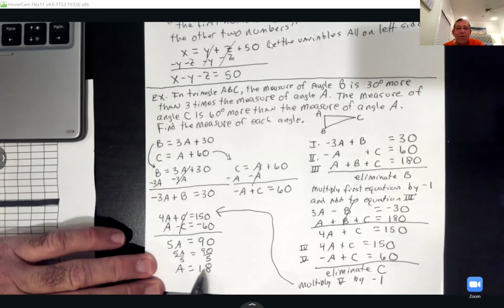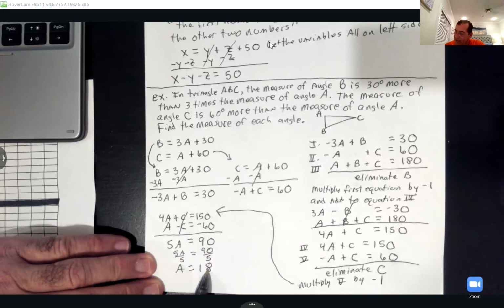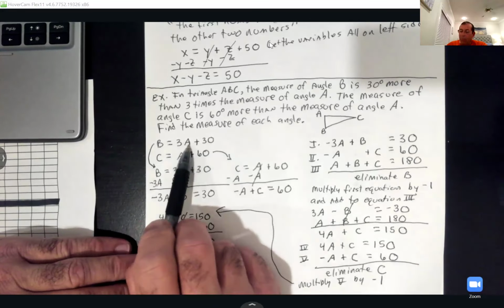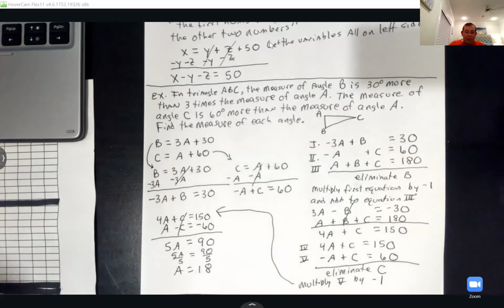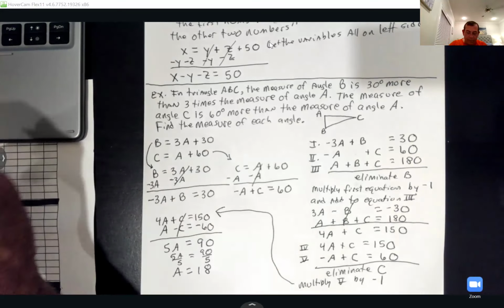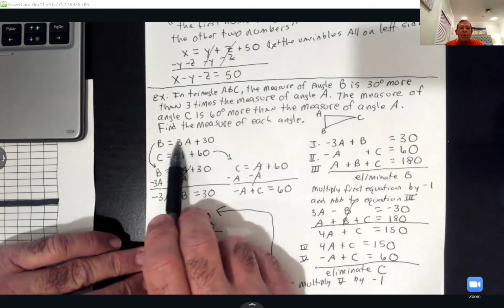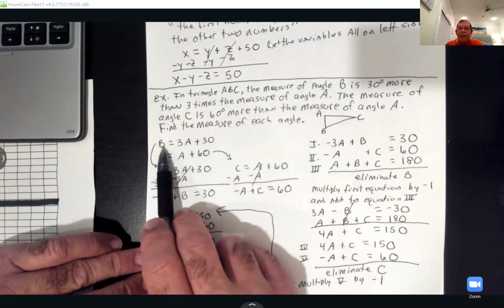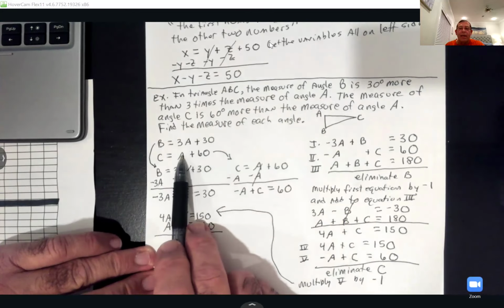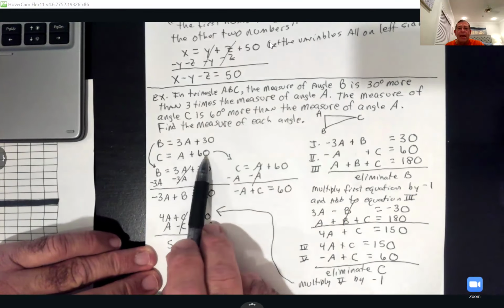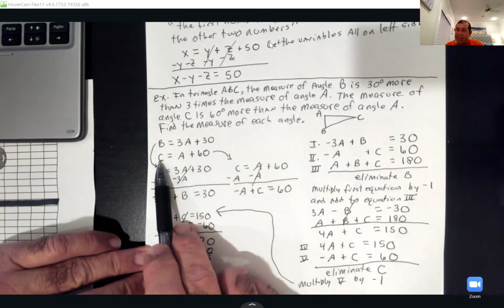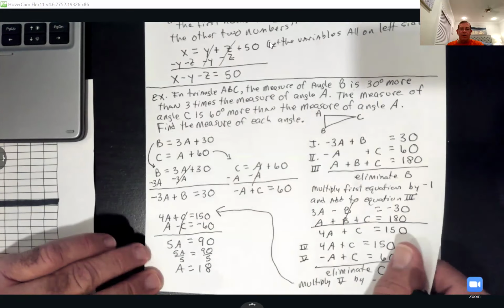Now, I know angle A is 18. So look here. I'm going to put an 18 in for the A on the first equation. I'm going to put an 18 in for that A, multiply by 3, add 30. That'll give me B. Then I can put the 18 in for this A, add 60, and that'll give me C, okay? So y'all, here we go. Let me flip my paper here.